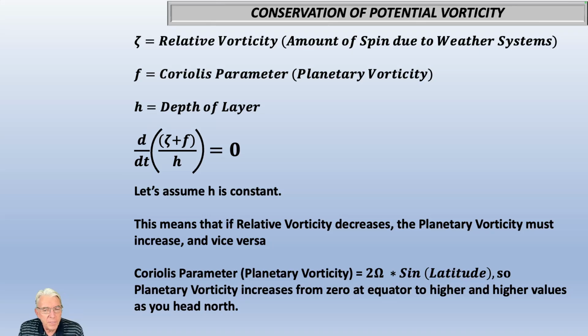Now, the Coriolis parameter, or planetary vorticity, is equal to 2 times the speed of the Earth's rotation times the sine of the latitude, okay? So the sine goes from 0 at 0 degrees to 1 at 90 degrees, okay? So there is no planetary vorticity at the equator because the sine of 0 is 0. But the planetary vorticity increases from 0 at the equator to higher and higher values as you head north, and it reaches a maximum at the North Pole, okay? Does all that make sense so far?